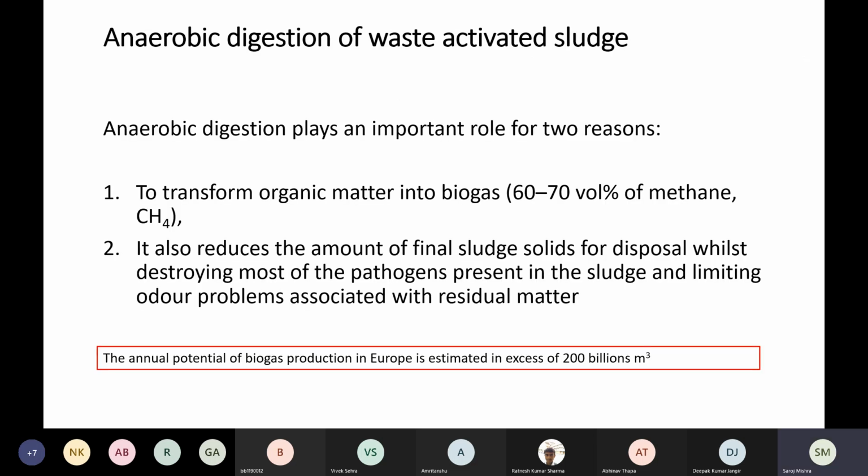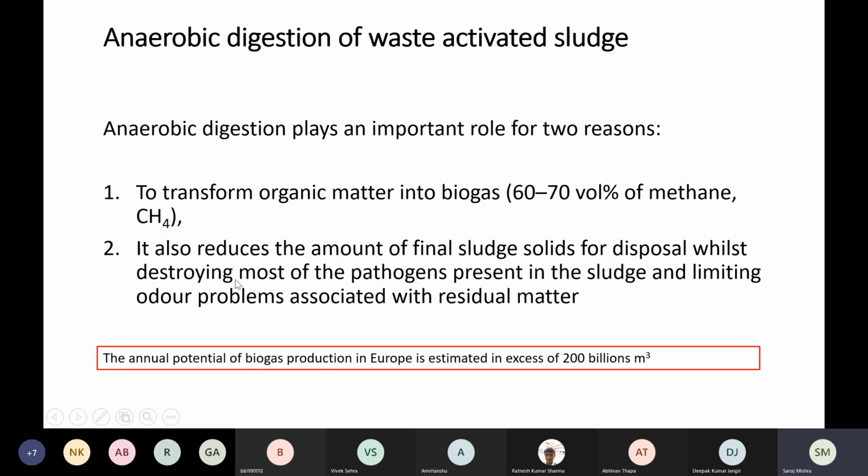Now, why is it that you still want to talk about anaerobic digestion? What advantages does it present? First of all, if you carry out anaerobic digestion, it gives you a chance to transform organic matter into biogas, which is 60 to 70% methane. So you can convert it into energy. Number two, it also reduces the amount of final sludge solid for disposal. If you were not to carry it forward for anaerobic digestion, the volume of the sludge released is large. If you subject it to anaerobic digestion, the solids are lessened, and most of the pathogens present in the sludge are also destroyed.